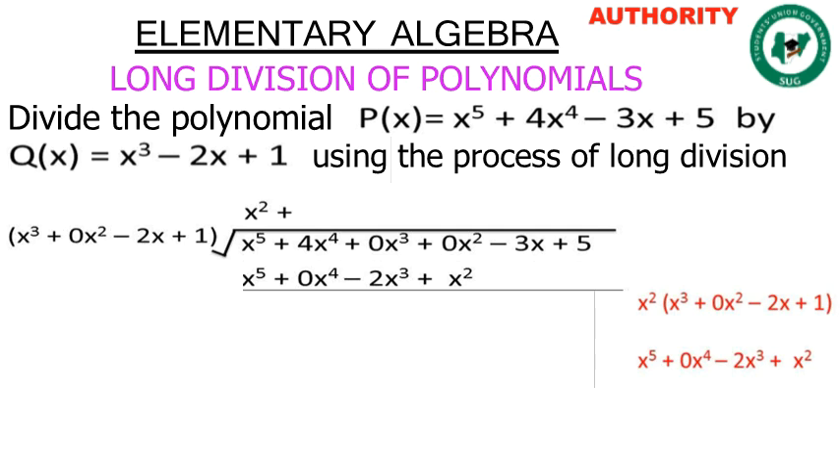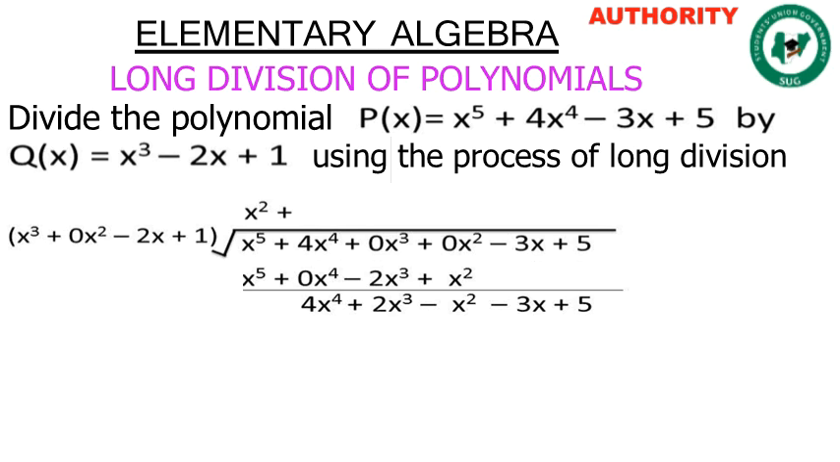Now x raised to the power 5 in our dividend minus x raised to the power 5 gives us 0. Then 4x raised to the power 4 minus 0x raised to the power 4 gives us 4x raised to the power 4. Now 0x cubed minus minus 2x cubed: minus minus gives us plus, so we have plus 2x cubed. Then 0x squared minus x squared gives us minus x squared.